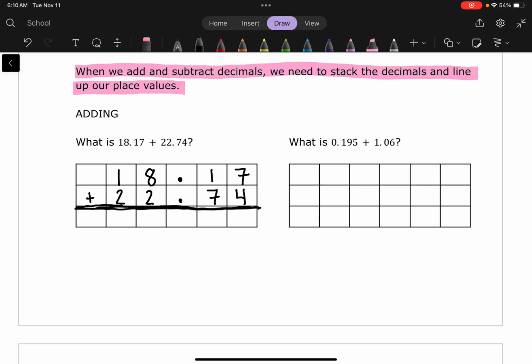Okay, 7 plus 4 is 11. Put the ones place here. And then you need to carry the 1 to your tens place. Remember that we're going down in the columns, okay? 7 plus 1 is 8. 8 plus 1 is 9. 9 can go down here. Our decimal needs to drop down, okay? 8 plus 2 is 10. And 2 plus 1 is 3, plus 1 is 4. So the answer that we should get is 40.91.